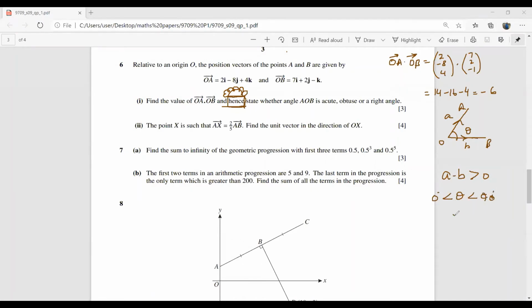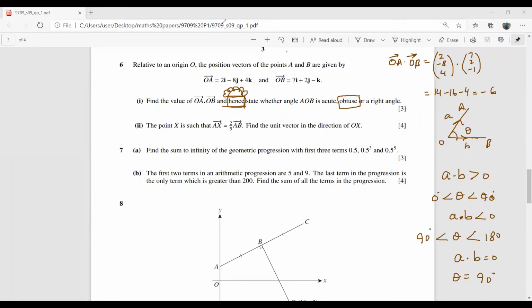If your A dot B is negative, then this theta is going to be obtuse. That is the case here. Your A dot B is negative, so that means this is going to be your option here. This is going to be an obtuse angle. And this is a very famous property that if A dot B is equal to 0, then your theta is going to be a right angle. So that is how you answer this first part.